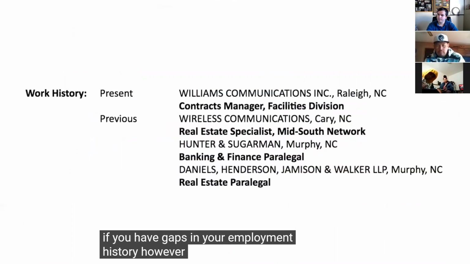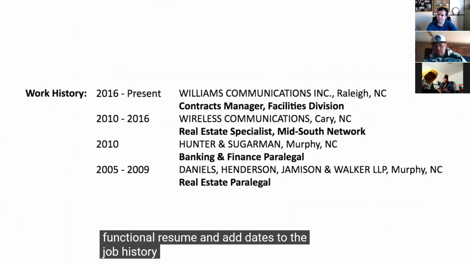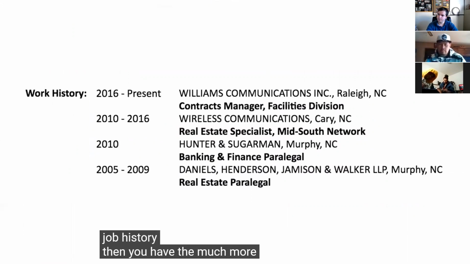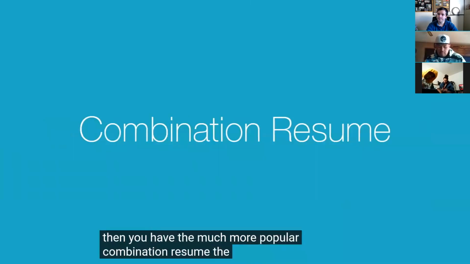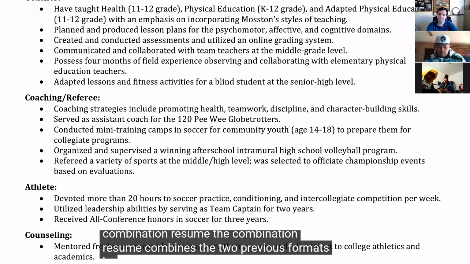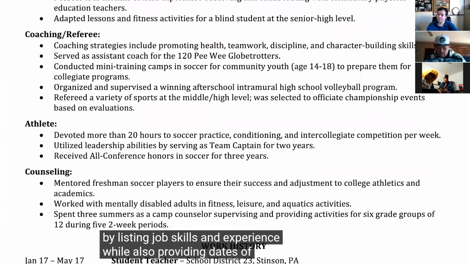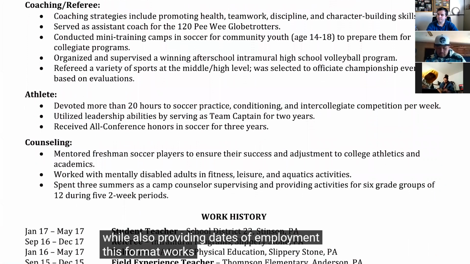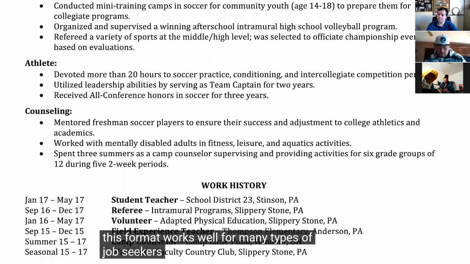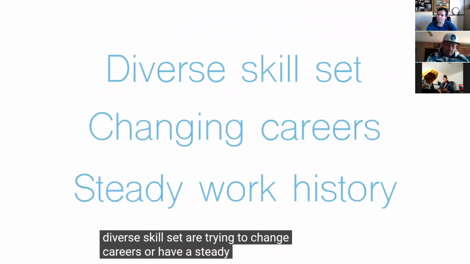Nevertheless, the functional resume may work well if you are changing careers or if you have gaps in your employment history. However, if you take the functional resume and add dates to the job history, then you have the much more popular combination resume. The combination resume combines the two previous formats by listing job skills and experience while also providing dates of employment. This format works well for many types of job seekers, such as those who have a diverse skill set, are trying to change careers, or have a steady work history.